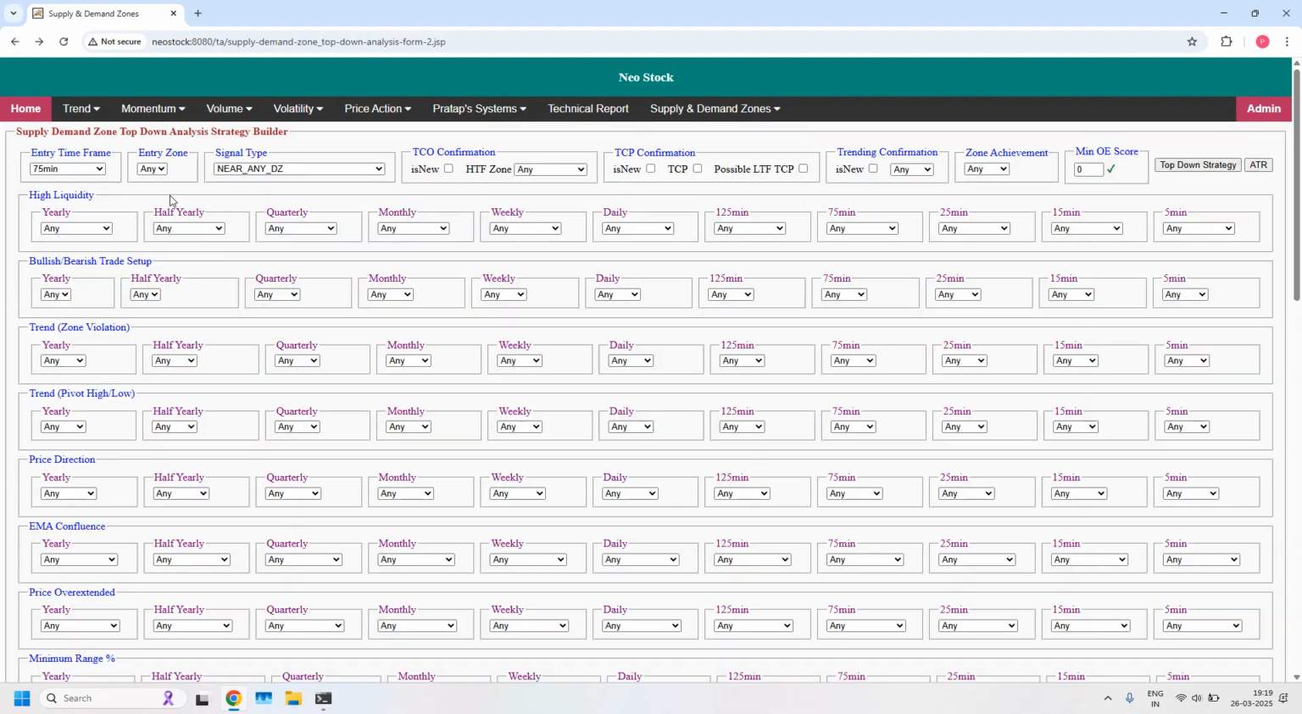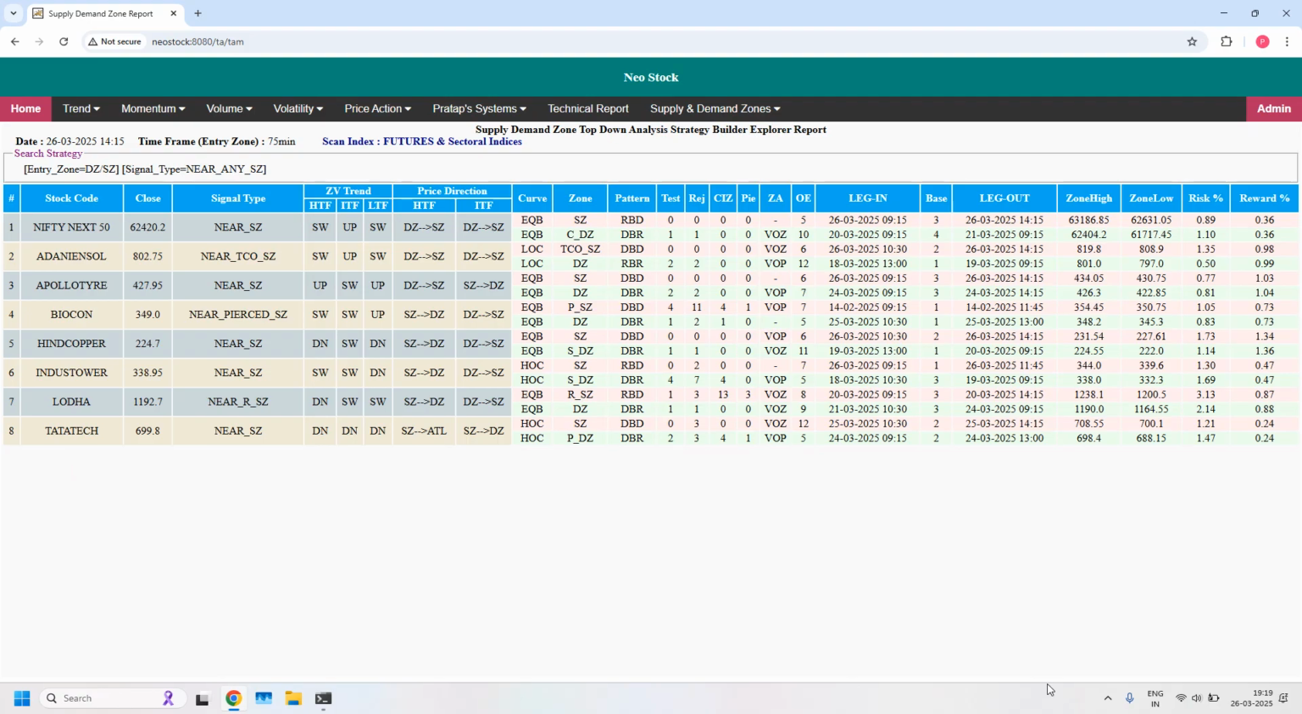Okay, next. For 75 minutes time frame, let us find the stocks near to the 75 minute supply zone. We got 8 stocks. Let us identify high liquidity supply zones from this list. But this one is a pierced zone, we can't use. So we don't have any valid high liquidity 75-minute supply zones from this list. So with this we have completed the daily and 75 minutes high liquidity zones.